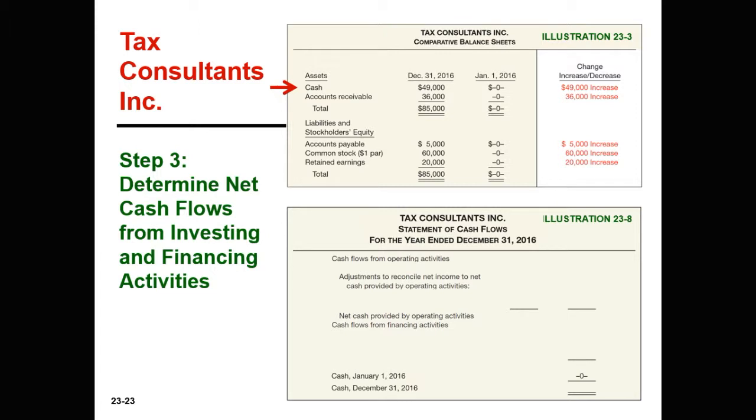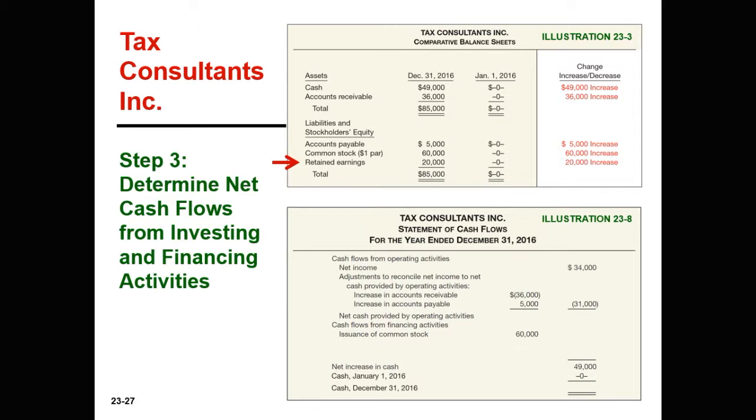Next, we need to determine our net cash flows from investing and financing activities. We've looked at everything that was current. We had accounts payable, we had cash, we had accounts receivable. We recognize that there was an issuance of common stock in the amount of $60,000. That was the change. And we didn't have any investing activities for this organization because we didn't have any change in our long-term assets.